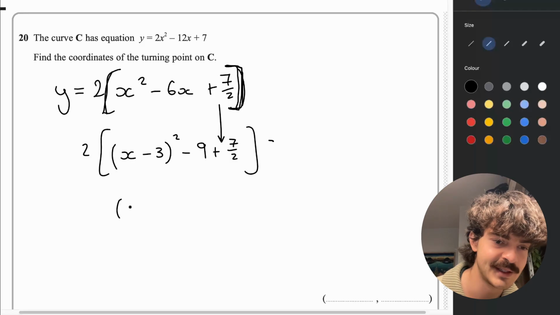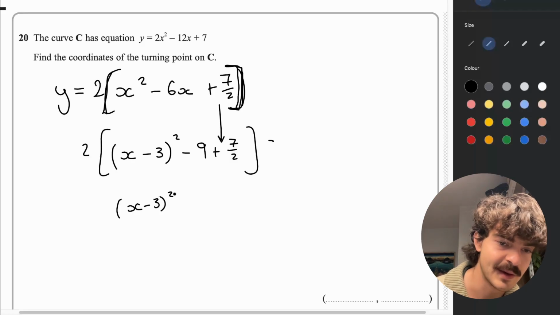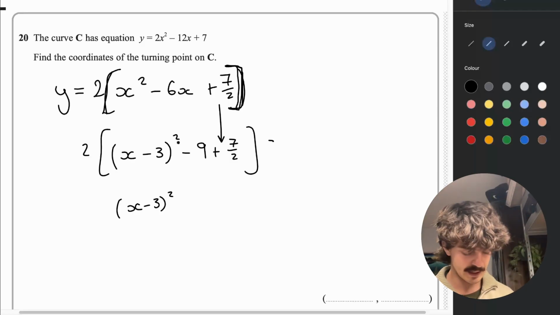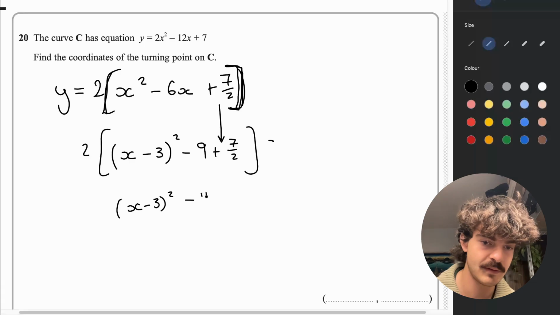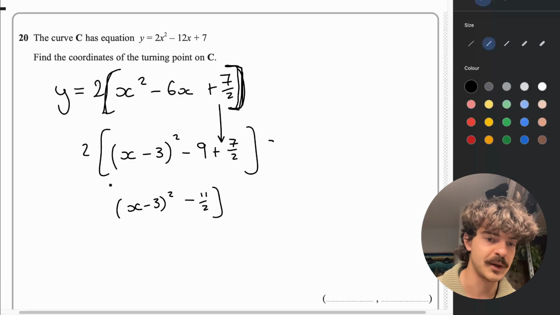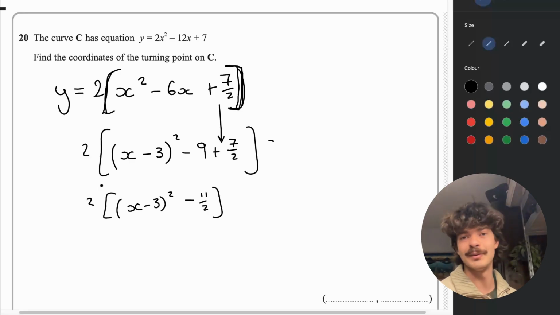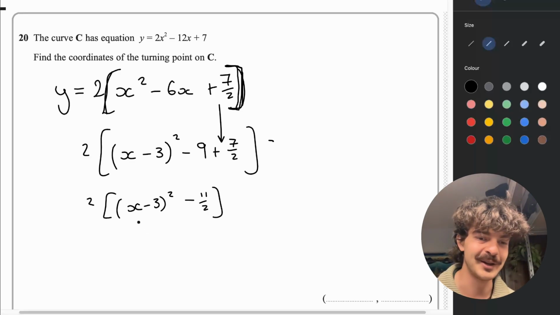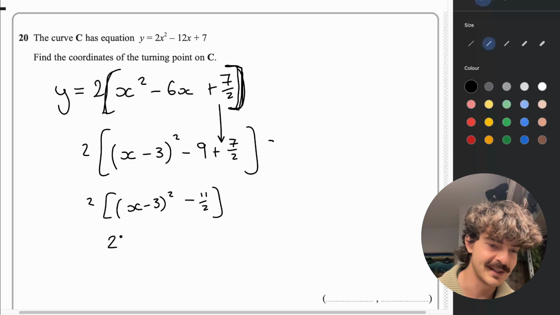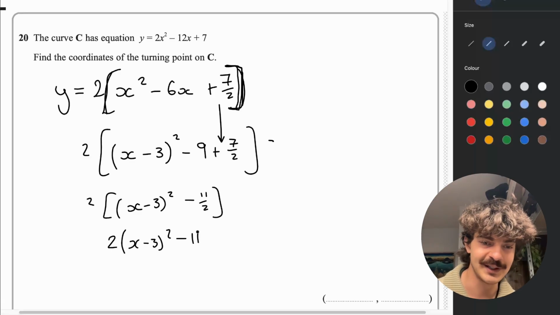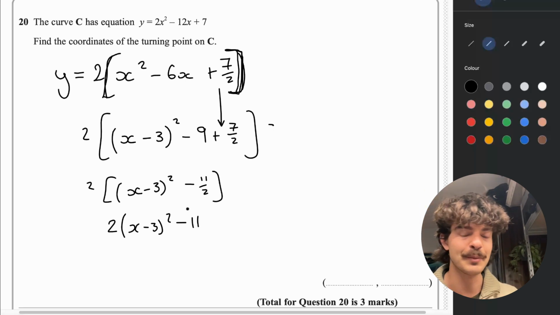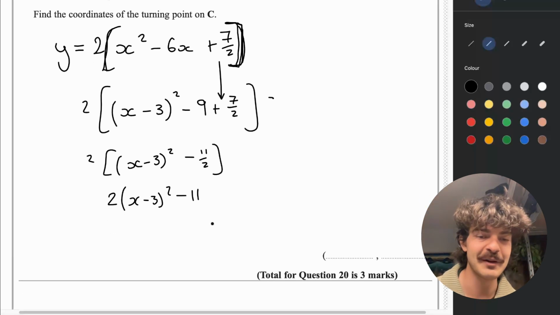So focusing on the inside, (x minus 3) squared. Let's do that on our calculator. Minus 9 plus 7 over 2 gives us minus 11 over 2. Cool. Big old square brackets, 2. And now we're just going to reintroduce this 2. We're expanding the brackets. We're going to end up with 2 multiplied by this thing, which is clearly just minus 11. And there you go. That's going to be our completed the square form.